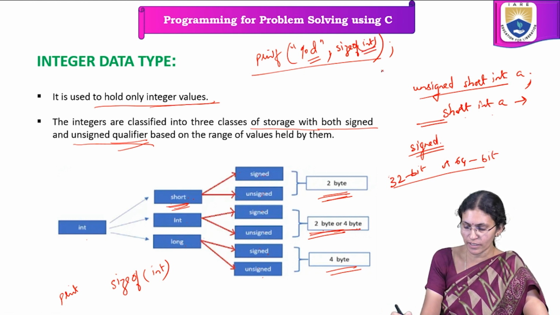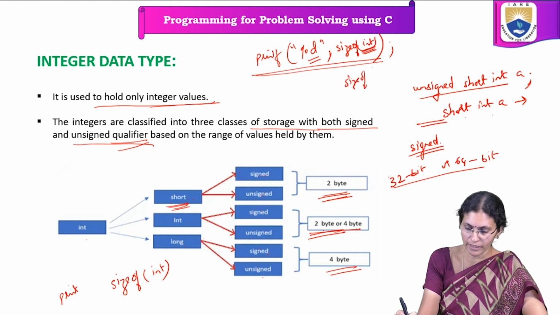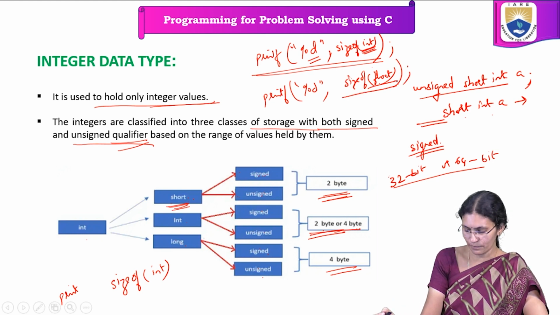In this way, you can determine the size of other data types also, like float. There are other data types like floating point, character, etc. For those also you can do the same, using the same statement. Just instead of int here, you can use the corresponding data type, float, with %d in printf. This will give the size of the float data type.